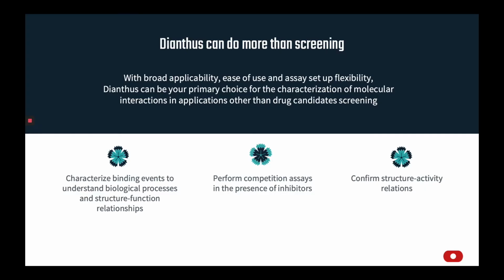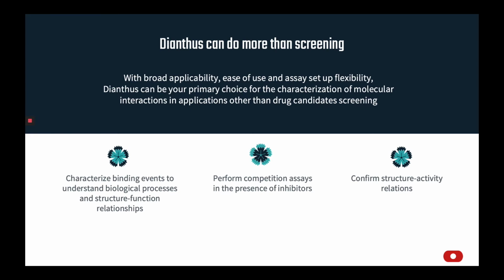But with Dianthus, you can do a lot more than just screening. You can characterize binding events to understand the relationship between molecular interactions and target functions. You can also use Dianthus to characterize cell signaling pathways by knowing how molecules interact with each other that turn them on or turn them off. And also you can use Dianthus to confirm structure-activity relations. This allows you to support and confirm your X-ray crystallography and cryo-EM results.